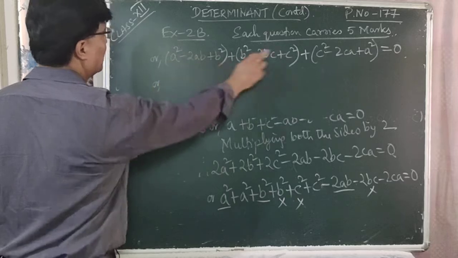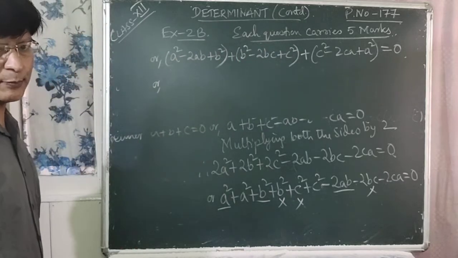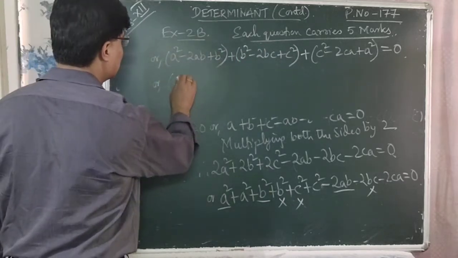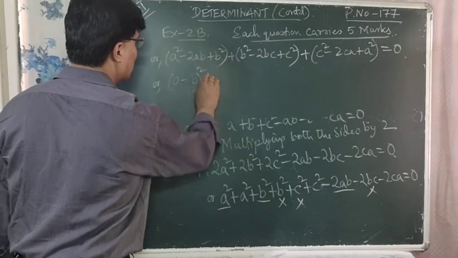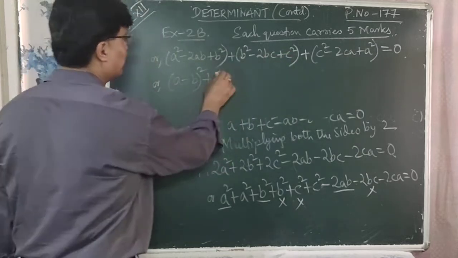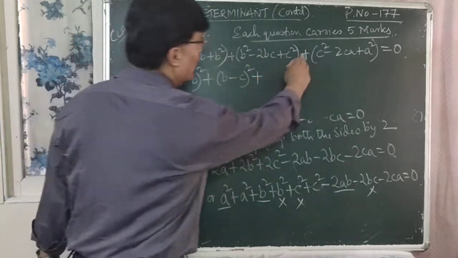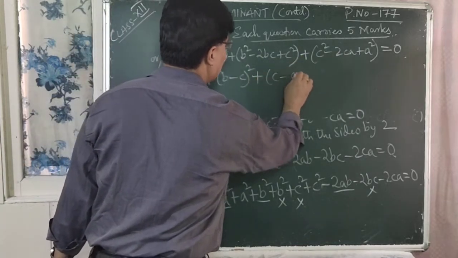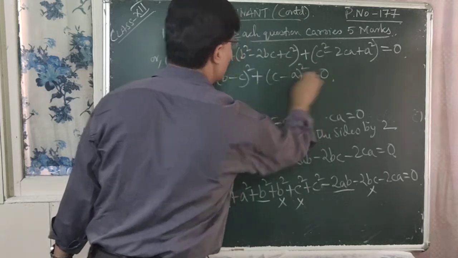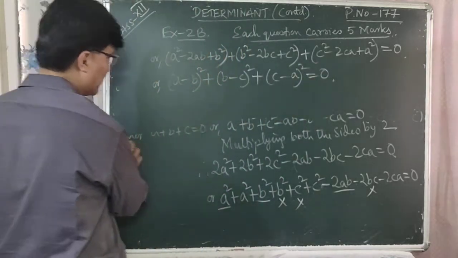Now these are all the formulae: a square minus 2ab plus b square. What is the formula in this case? a minus b whole square plus, what is the formula here? It is b minus c whole square plus, what is the formula there? It is c minus a whole square, which is equal to 0. Okay?